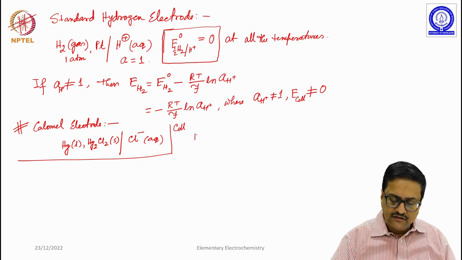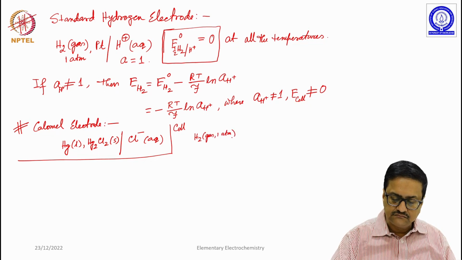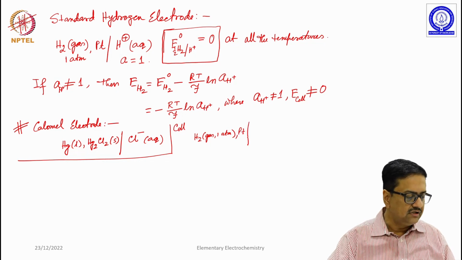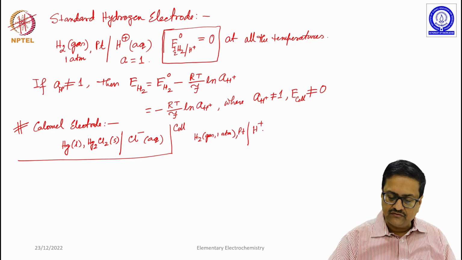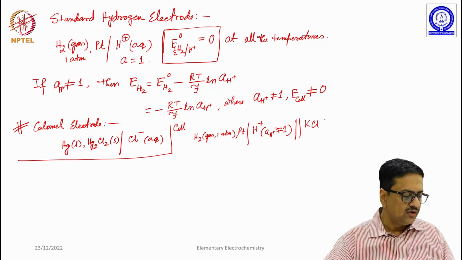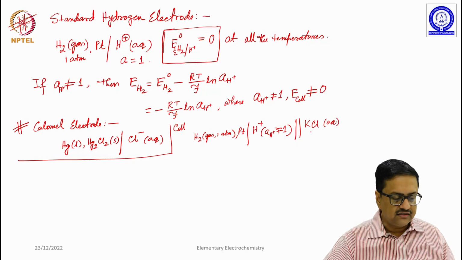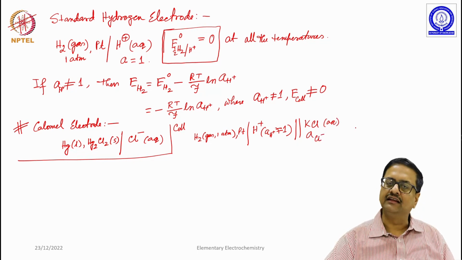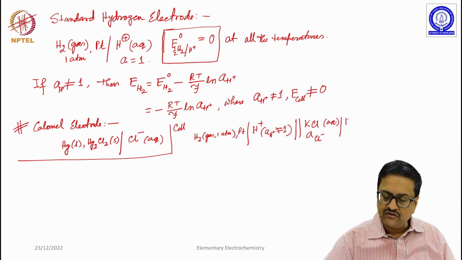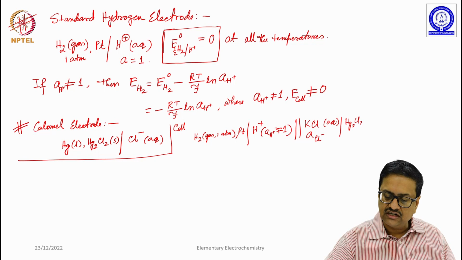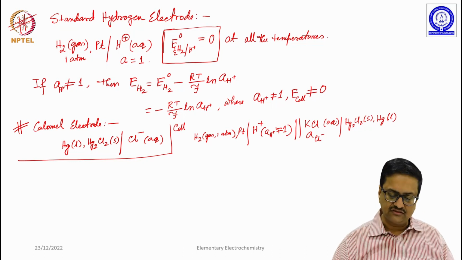So, then the cell, after coupling the hydrogen electrode with the calomel electrode, is written as hydrogen gas at 1 atmosphere, platinum electrode, we have H plus ion with activity of H plus equal to 1, in connection with a KCl solution, aqueous, where the activity of Cl minus is taken as a Cl minus, and it is coupled with the electrode, that is Hg2Cl2 solid and mercury liquid. So, it is a paste of mercury with mercurous chloride.